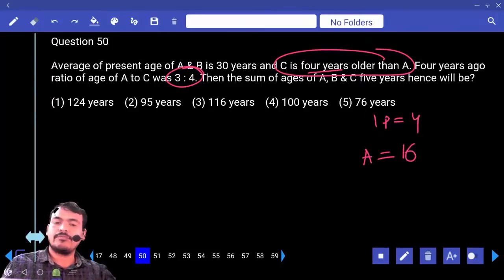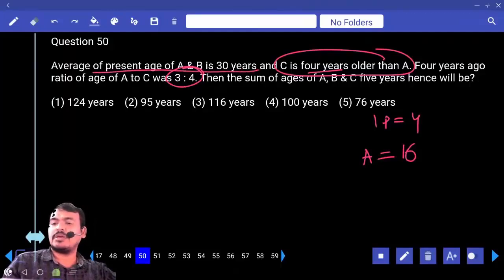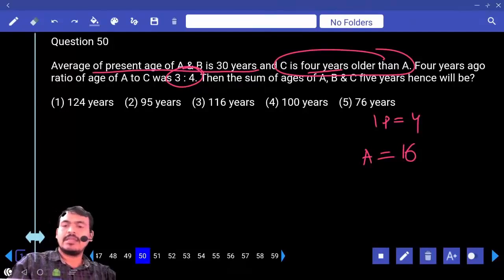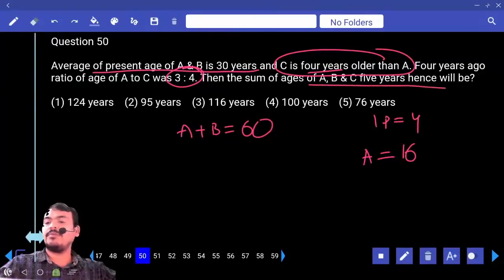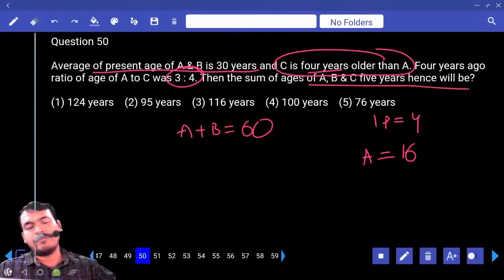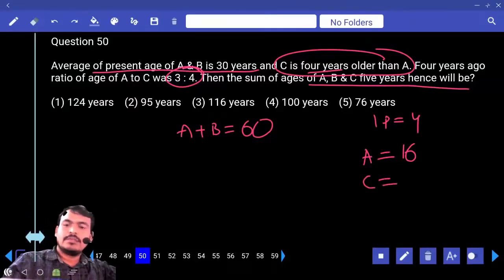If the present value of A is 16, and the average of A and B is given as 30 years, then the sum of A plus B is 60. But we required the sum of A, B, C after 5 years. Again we required which value? C value.